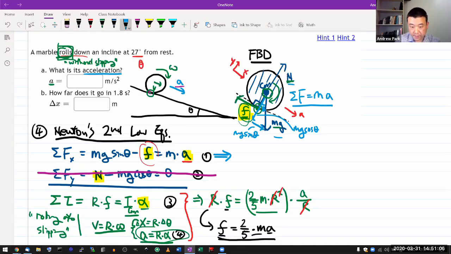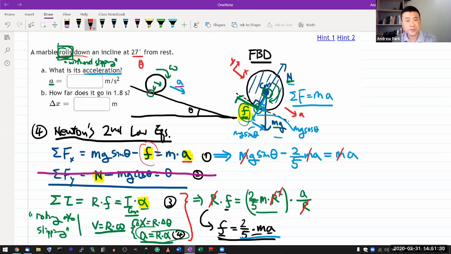Plugging that in, what I get out of equation 1 is mg sine theta minus the quantity we derived, 2/5 ma, is equal to mass times acceleration. Let me breathe a sigh of relief and cancel out the mass, because we don't know the mass of the marble. I was always hoping it would cancel out, as it often does when you are dealing only with the gravitational force. Let me collect the acceleration terms together. It's going to be plus 2/5 a. And I can just add this 1a, so 5/5 a.